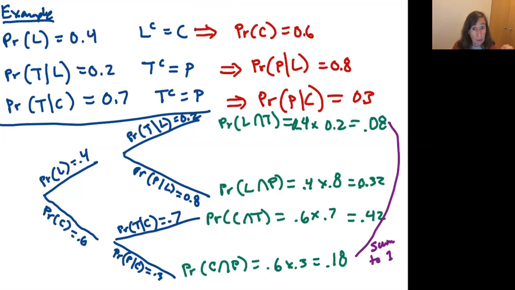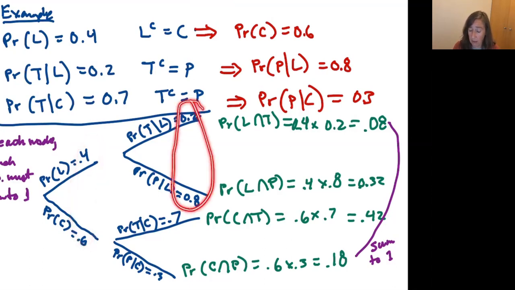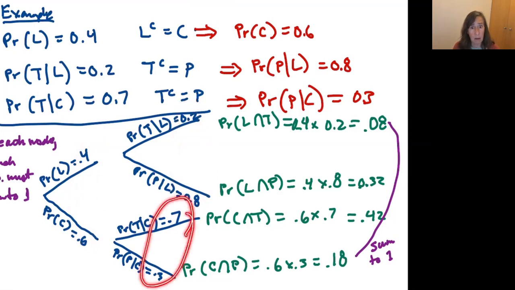The other place where things have to sum to 1 is at each node: the branch probabilities must sum to 1. So at each node, 0.4 and 0.6 have to sum to 1. 0.2 and 0.8 have to sum to 1. 0.7 and 0.3 have to sum to 1.